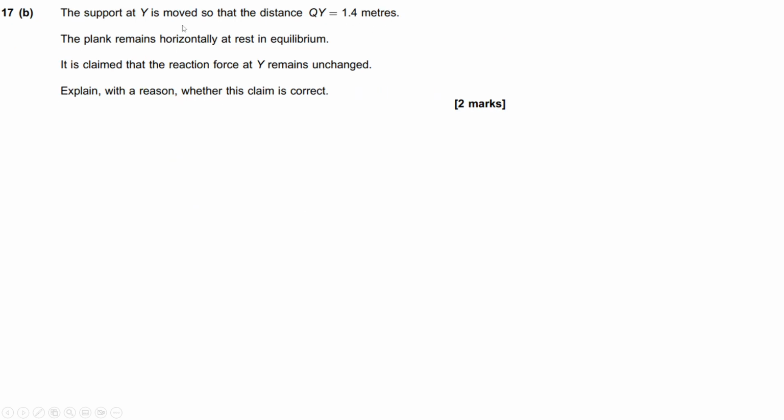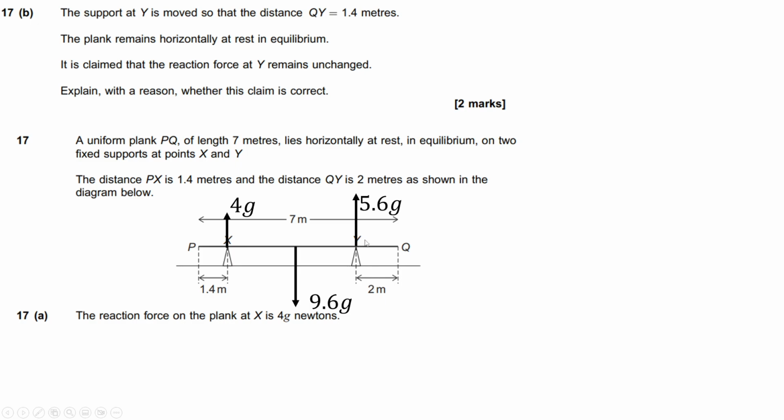Support Y is moved 1.4 meters. So basically, it's not going to be in the same place anymore. It's actually moved so that it's only 1.4 meters from Q. So it's going to be the same distance from P to X as Q to the new Y, which means that the normal reaction force is going to be the same at X as it is on Y. Because all the normal reaction force depends on is the force times the distance, and the force acting down, and then you reverse it to just find whatever the force is acting up.